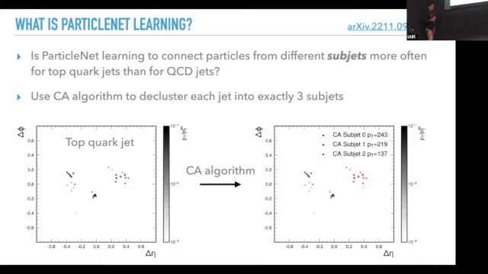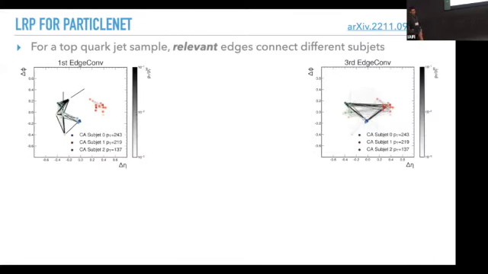My question is, what's the input to the machine? What's the actual input? So you do this CA algorithm to only keep 3 subjects, but then I would think that the machine only knows about the kinematic information of the subjects. But on the next slide, I'm really confused what the machine is actually learning. What are those edges?